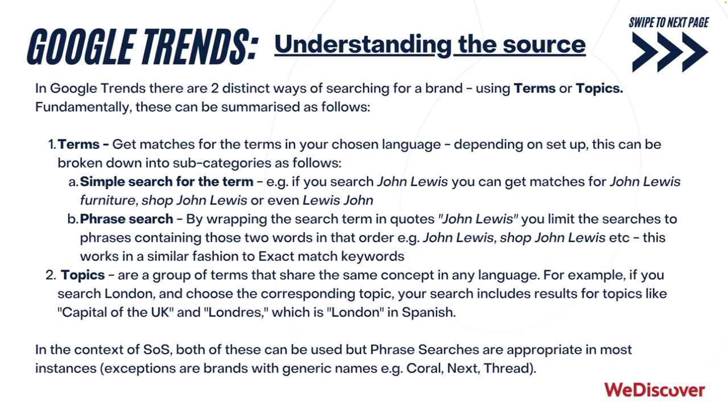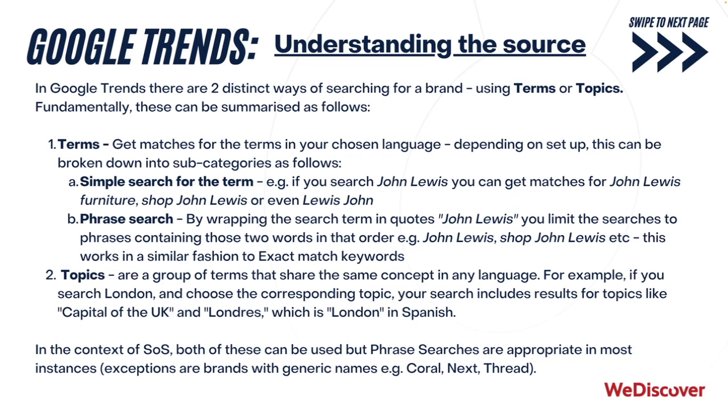Topics are a group of terms that share the same concept in any single language. So if we think about the topic of London, people searching for the capital of the UK or London in different languages will all trigger for that topic. Most of the time in the share of search context, what we want to do is look at phrase searches because they're most indicative of the overall searches for the brand.